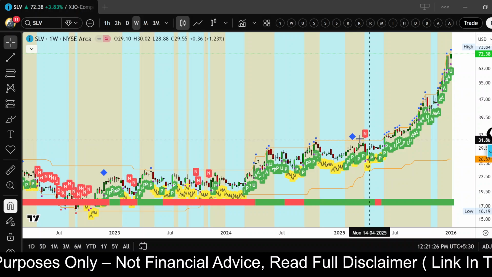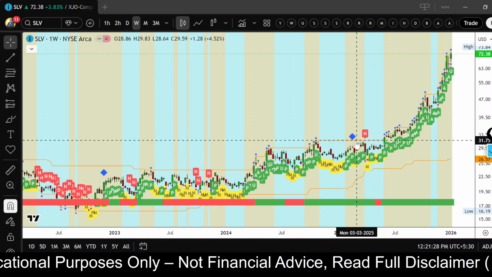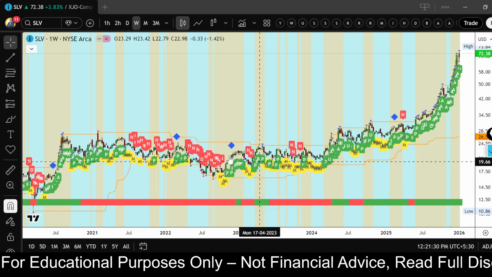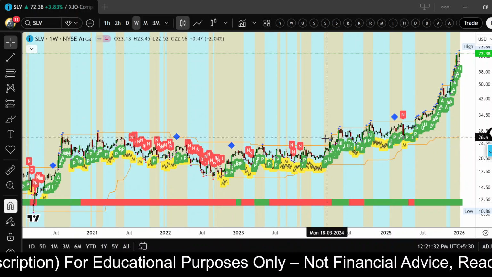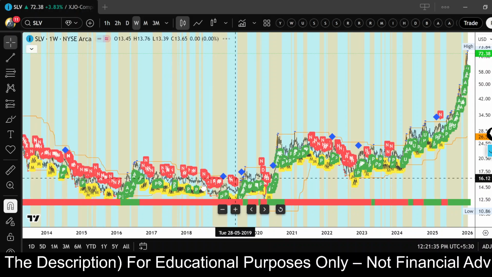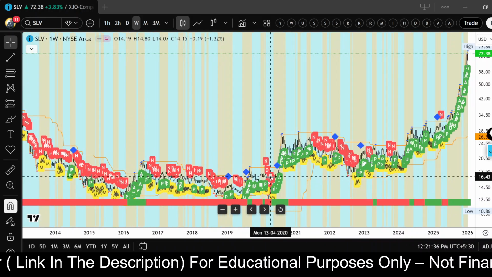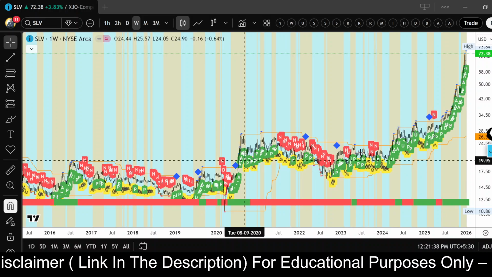Silver, when it gave a rhombus at 31 and now it's 72. Last time it gave, obviously went on sideways, but before that, if you look at it, it gave you an indication right at the time of entry and went sideways.